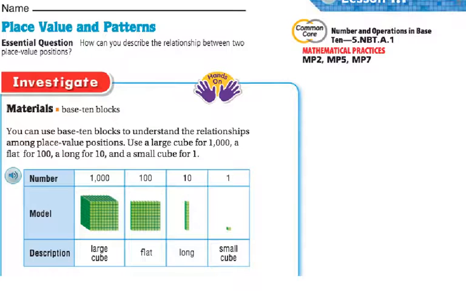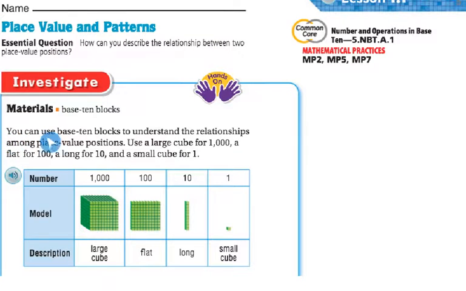Students, in lesson 1.1, we are going to be working with place value and patterns. Our essential question for this lesson is, how can you describe the relationship between two place value patterns? So today we're going to be doing a hands-on activity, and we're going to be working with manipulatives in our class. So our materials are going to be our base 10 blocks, but we can also learn to draw those as we continue on with learning in this chapter.